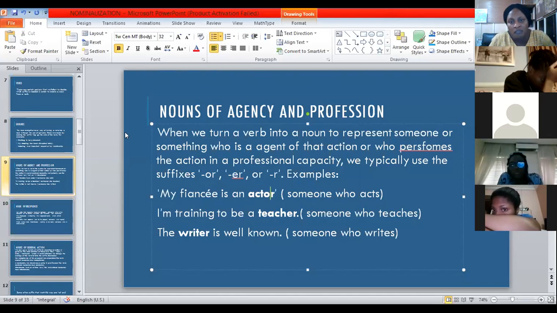So how did we arrive at these nouns? By adding -er, -or, or simply adding r. In the case of adding r, you note in the last sentence that there's already an e there. So we simply added what? The r there.